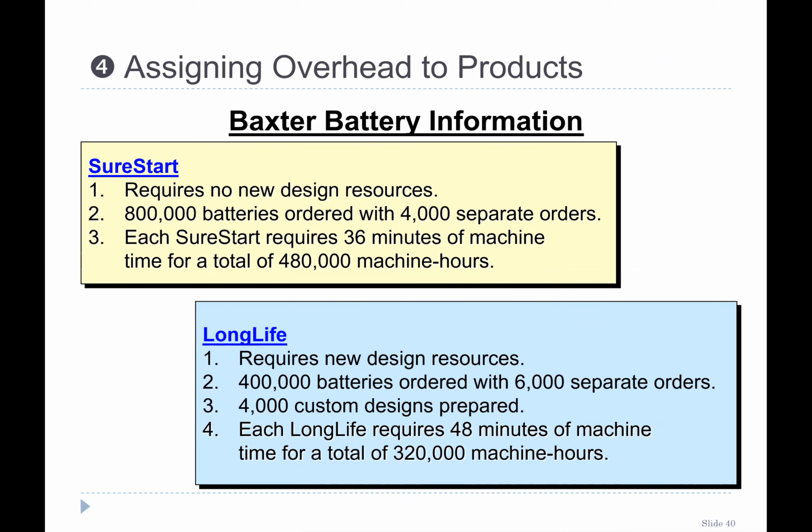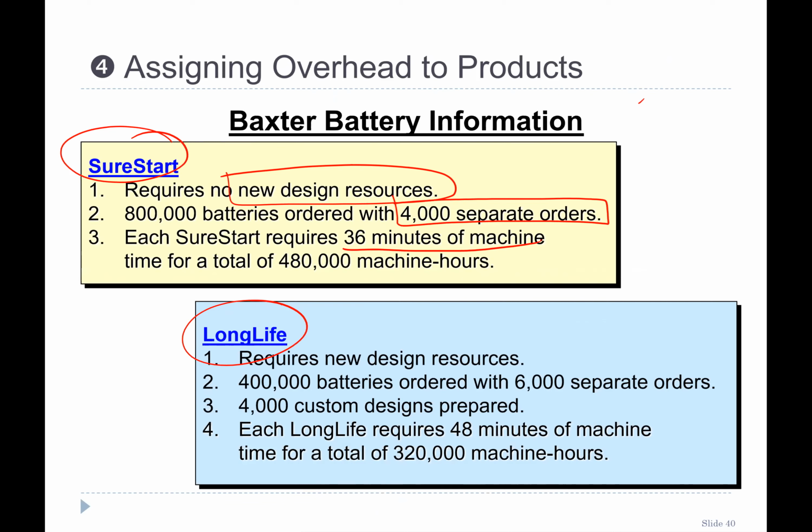We again continue the same example of Baxter battery information. The company has 2 products, long life and short start. Short start requires no design resources. 800,000 batteries are ordered with 4,000 separate orders, which means 4,000 orders are received. In total, 800,000 batteries. Each short start requires 36 minutes of machine time, for a total of 480,000 machine hours.